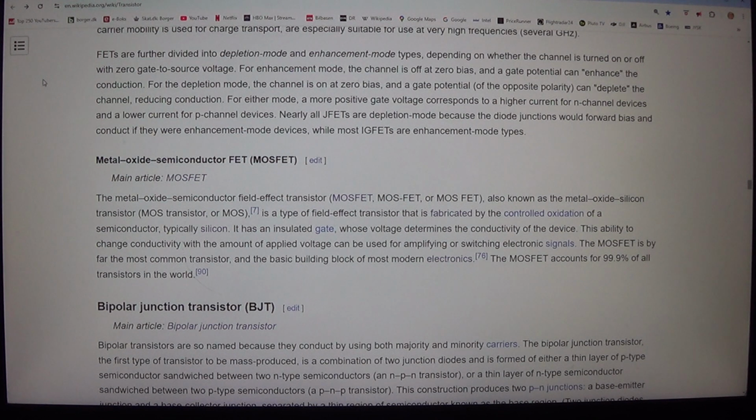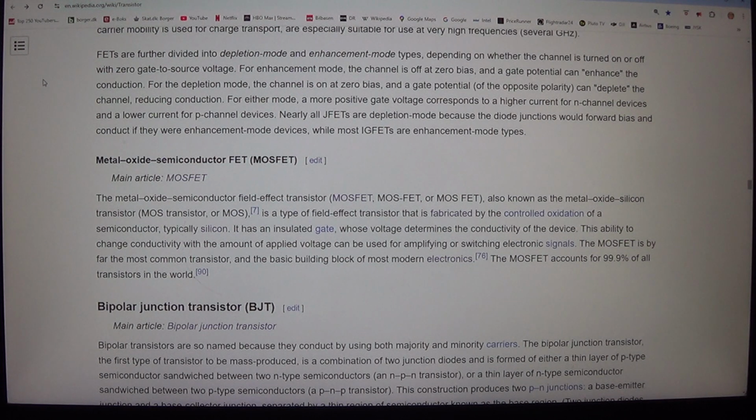For either mode, a more positive gate voltage corresponds to a higher current for N-channel devices and a lower current for P-channel devices. Nearly all JFETs are depletion mode because the diode junctions would forward bias and conduct if they were enhancement mode devices, while most IGFETs are enhancement mode types.